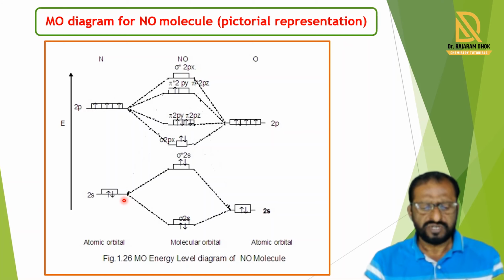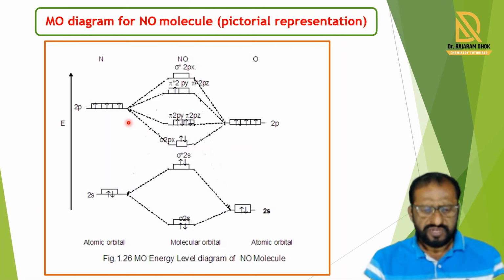When the nitrogen 2s atomic orbital and the oxygen 2s atomic orbital have the same wave function phase, the sigma 2s molecular orbital is formed, and its energy is lower than the corresponding atomic orbital energy. When the wave functions are different, the antibonding molecular orbital is formed, that is sigma star 2s.